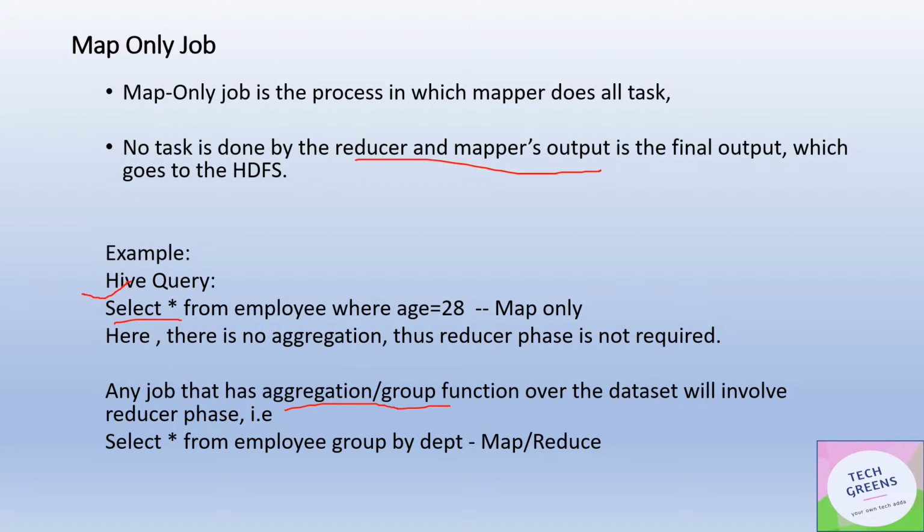For example, if you're trying to do a group by in the next query, in this query we are doing a group by on department for the employees. So here we would have both the map and the reducer phase, right?